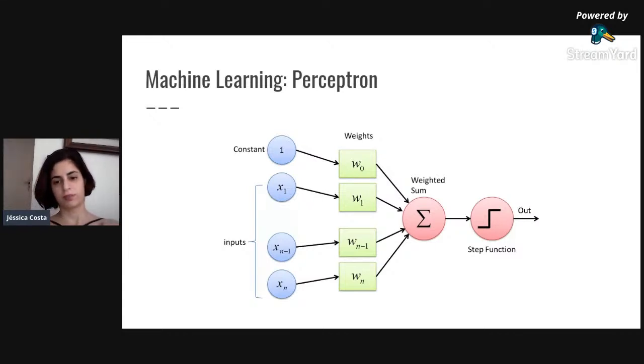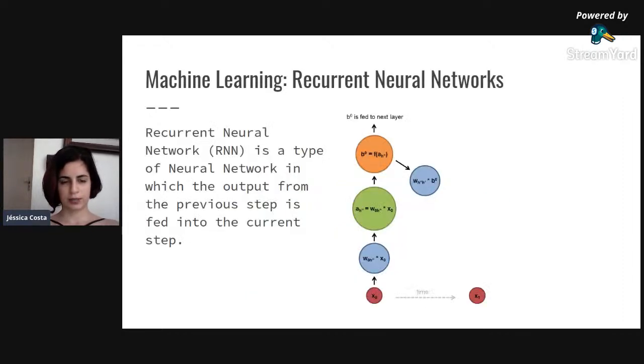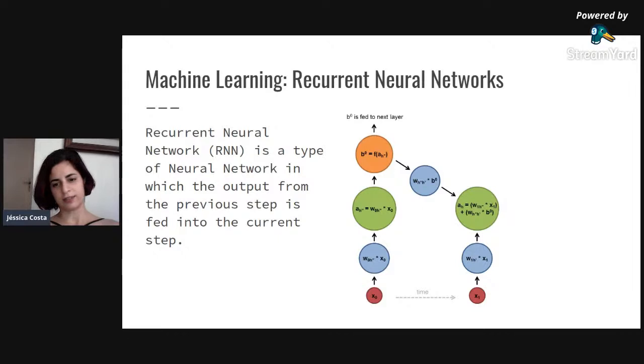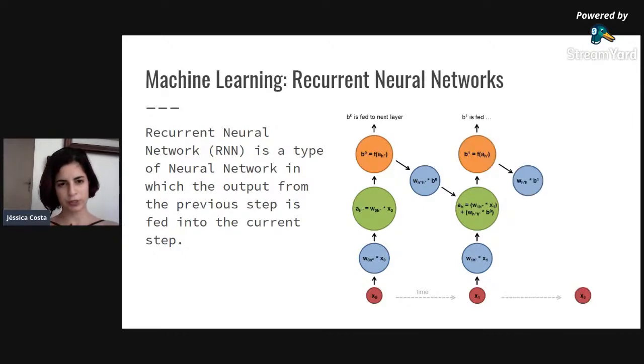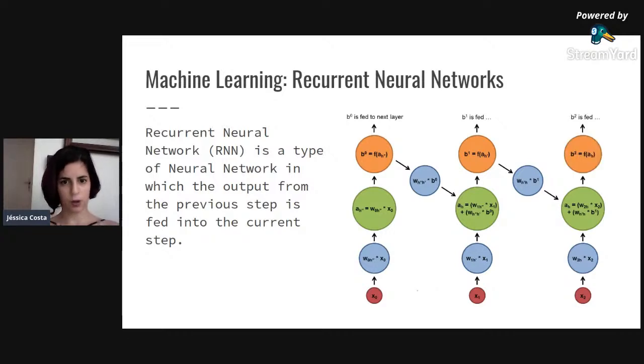And we need results passing to other neurons. It's a simple neuron, it's a perceptron. But in sequence analysis, we need a special type of neural network called recurrent neural network.